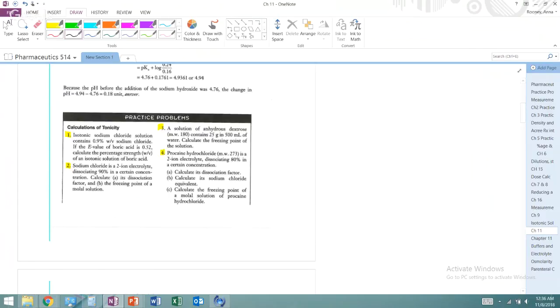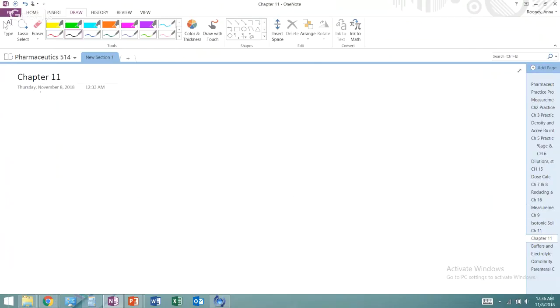First one is an isotonic sodium chloride solution contains 0.9% weight per volume sodium chloride. If the E-value of boric acid is 0.52 equivalents of sodium chloride, calculate the percentage strength weight per volume of an isotonic solution of boric acid. So let's do blue. All right, number 1.